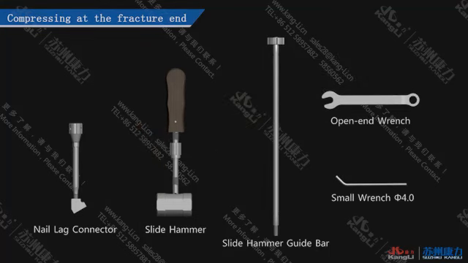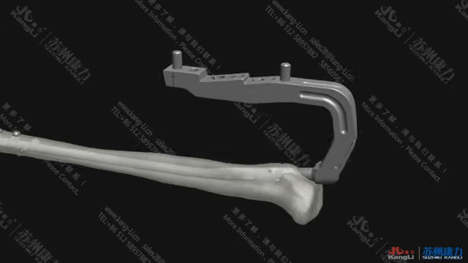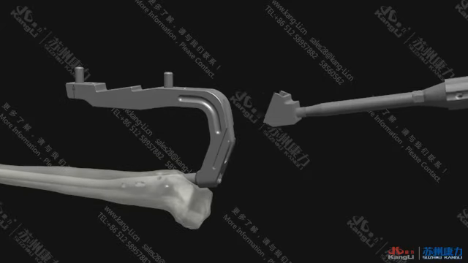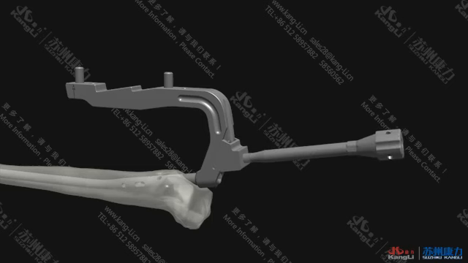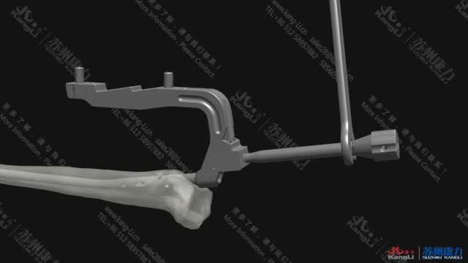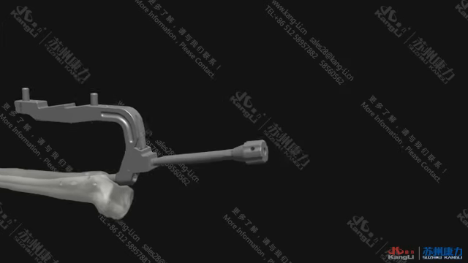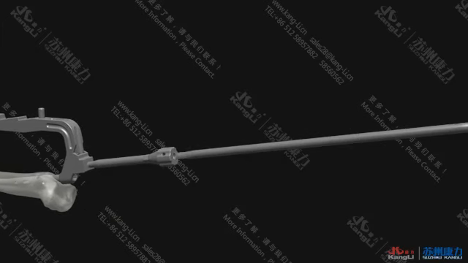Compressing at the fracture end. Lock the locking screw at the distal end at first. Install the nail leg connector on the groove of the holder, and then tighten it with an open-end wrench. Connect it with a slide hammer guide bar.